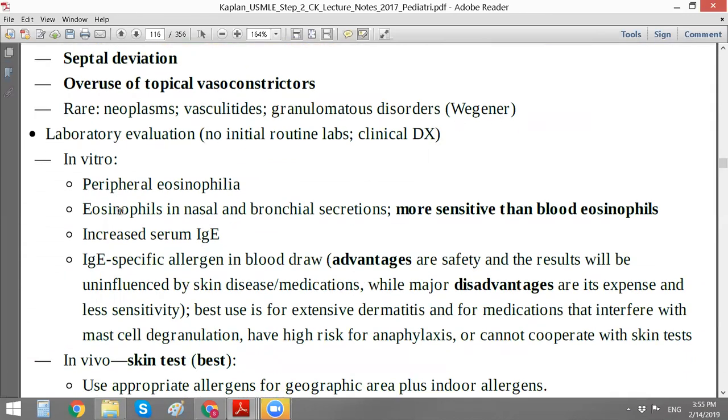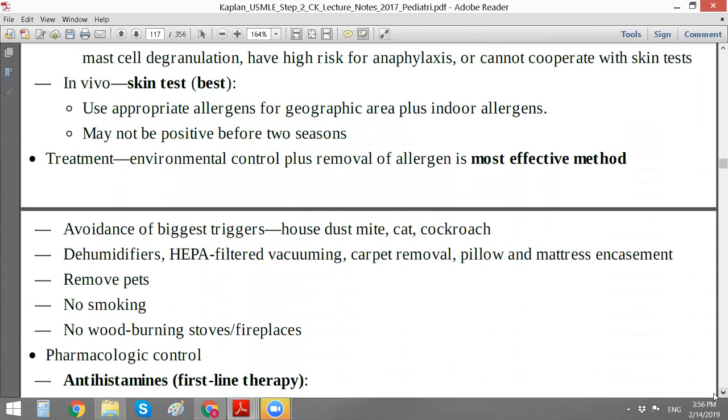And we have peripheral eosinophilia. Eosinophils in nasal and bronchial secretions are more sensitive than blood eosinophils. IgE is increased. Advantages of IgE specific allergen in blood draw: safety. Results will be uninfluenced by skin disease or medication, while major disadvantages are its expense and less sensitivity. Best used for extensive dermatitis. And then in vivo skin test is best.